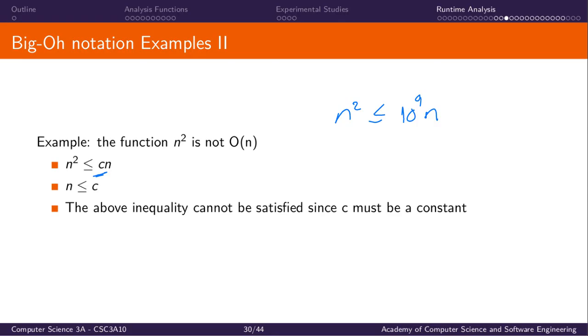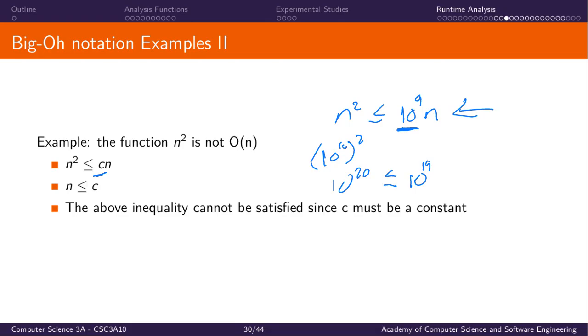Let's see. If I have 10 to the power 10, then its square will be 10 to the power 20, while on this side, 10 to the power 10 multiplied by 10 to the power 9 is simply 10 to the power 19, right? I can't make this work. There's no way that I can make this true. I can never choose a C so large that will keep the one function less than the other.